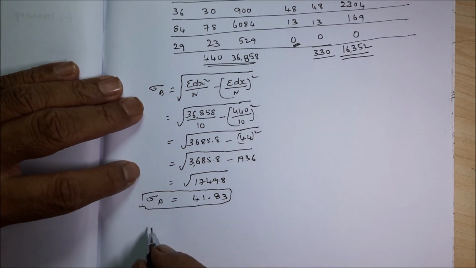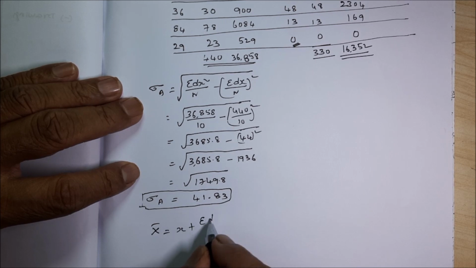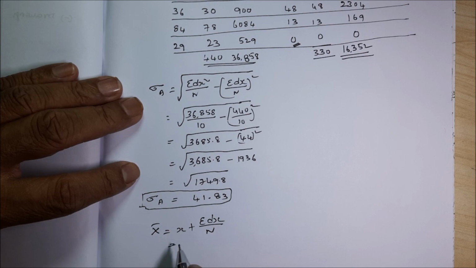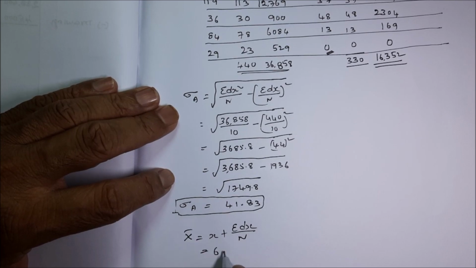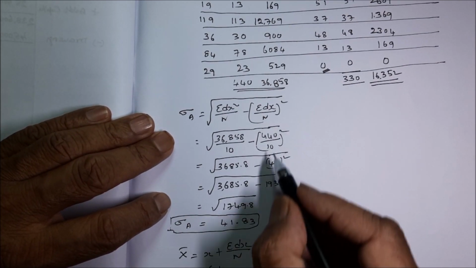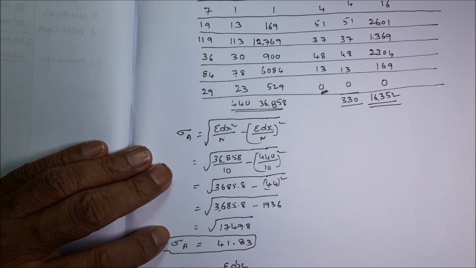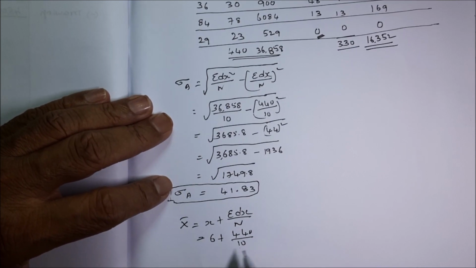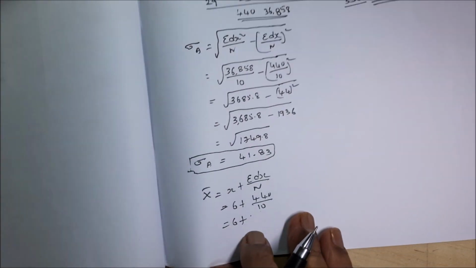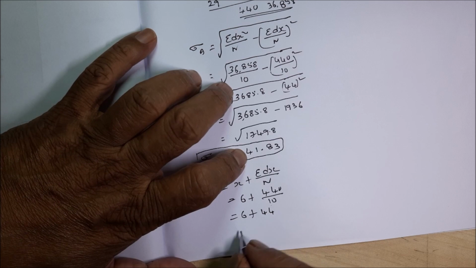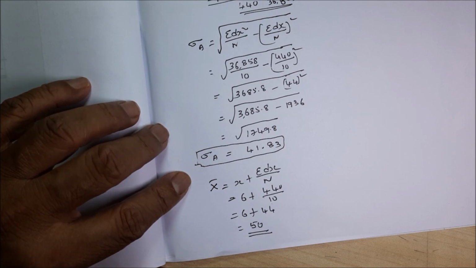So the standard deviation of A is 41.83. Now we have to calculate the mean. The mean is equal to the assumed mean plus sigma dx by n. You need not worry. The assumed mean you have taken is 6. So write 6. Sigma dx by n is 440 divided by 10. So 6 plus 44 is equal to 50. So the mean of the X series is 50.